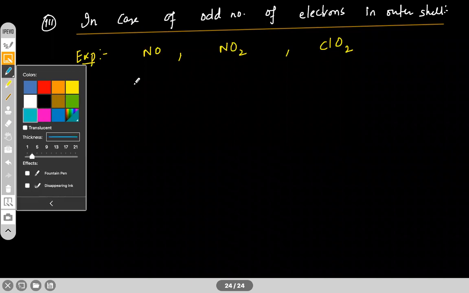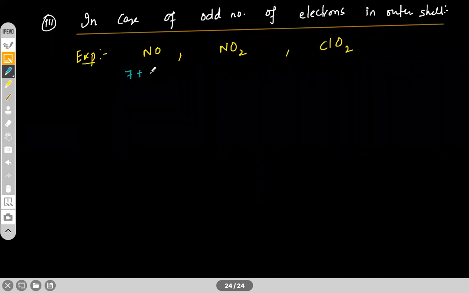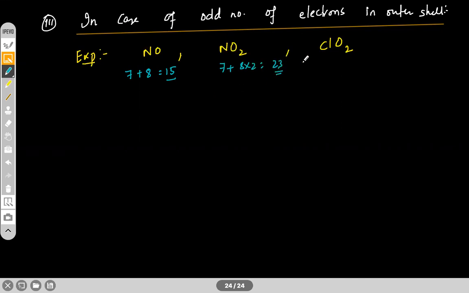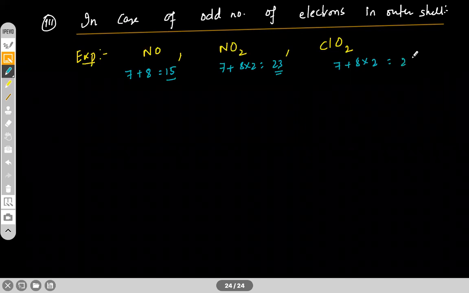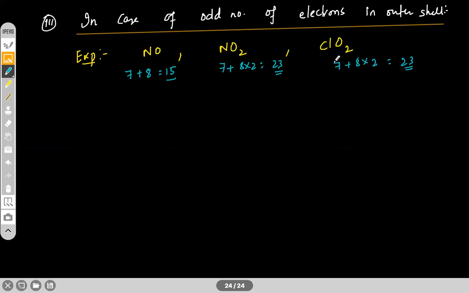You see this? Nitrogen has 7, oxygen has 8, 15 electrons, odd electrons. 7 plus 8 into 2, 23 electrons, again odd electrons. 7 plus 8 into 2, 23 electrons, again odd number, sorry, chlorine is 17, so 33 electrons, which is again an odd number of electrons, right? So since we have an odd number of electrons, it does not follow the octet rule.